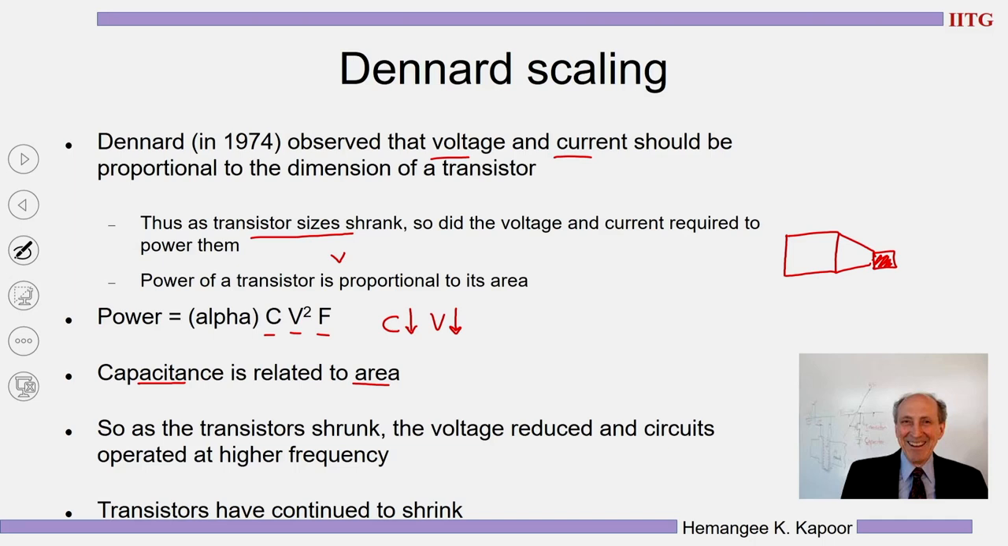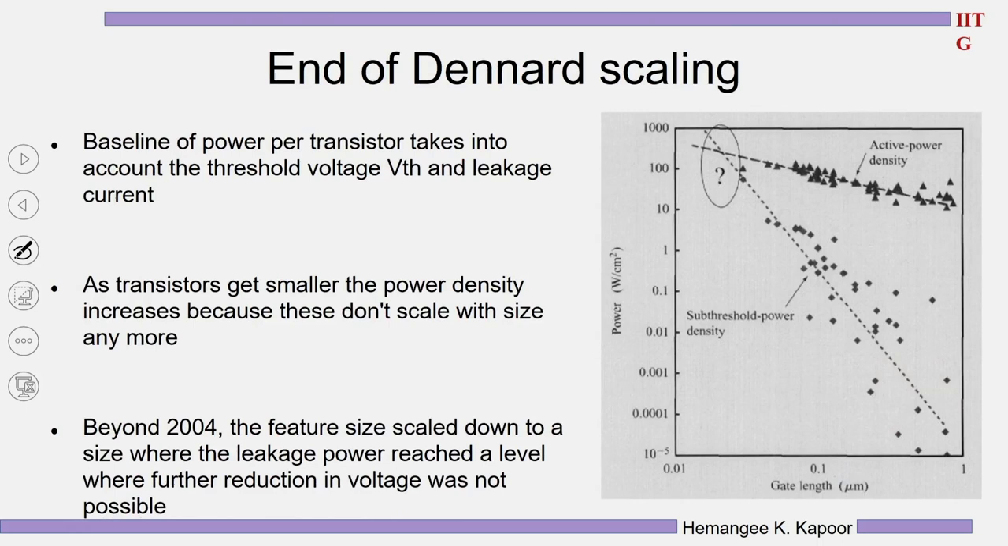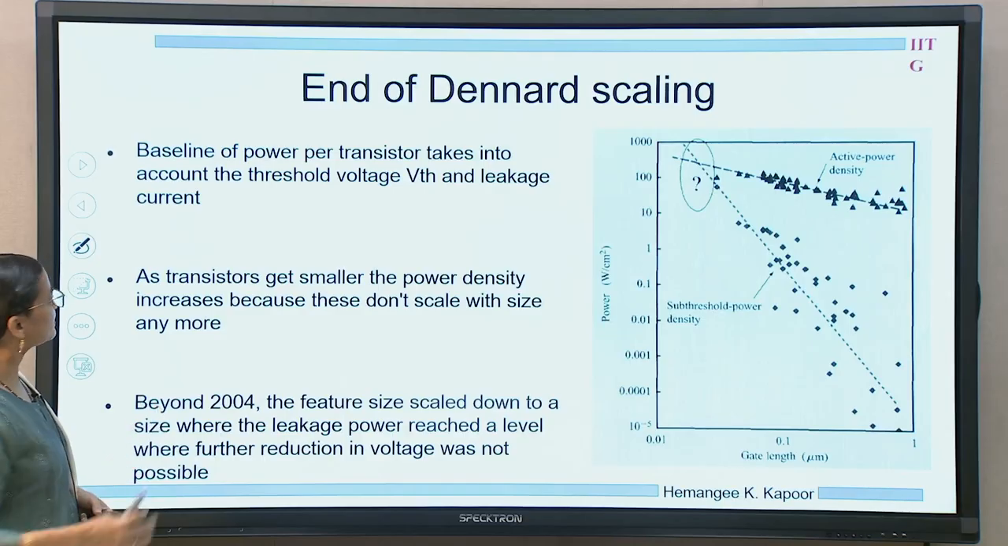And if I say that I'm going to provide you the same constant power, what would happen? The implication of this would be that the frequency will go up, given the constant power. If my frequency remains the same, I will save on the power. So the power is proportional to CV square F, and as we shrink the transistor sizes, C and V go down. It implies that either the power goes down, or if I keep the power consumption same, I can have a higher frequency. So the conclusion is, as the transistors shrank, the voltage reduced and the circuits could operate at a higher frequency. And the transistors have been continuing to shrink generation after generation. So you would think that, well, this is going fine and it will go on forever. But no, the end of Dennard scaling came, and this is what we will see in this particular slide.